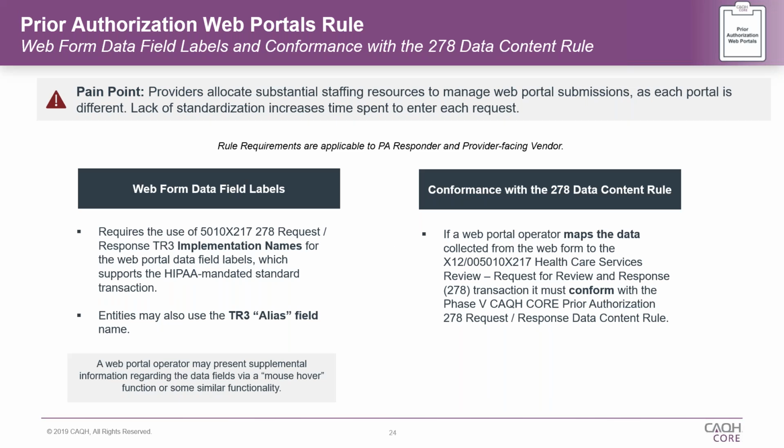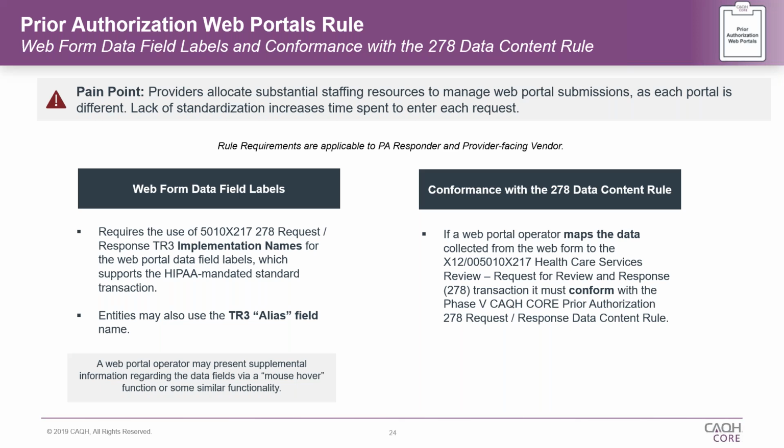In an effort to bring consistency and standardization to the web forms, the web portal rule requires the use of the 5010-278 response and request TR3 implementation names for the web portal data field labels on both the request form and the response. Another option is for entities to use the TR3 alias field name, which at times may be more recognizable to those operating the portal and submitting the form, while still within the standard TR3.